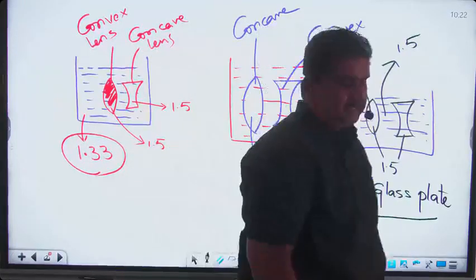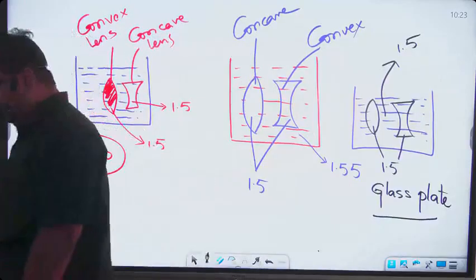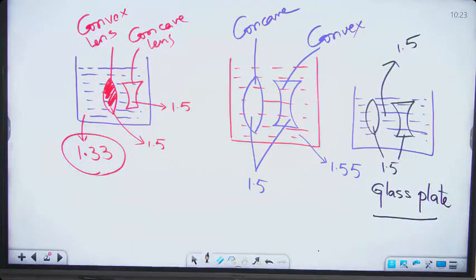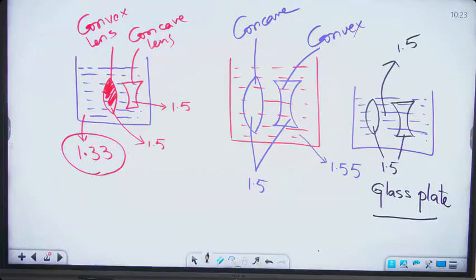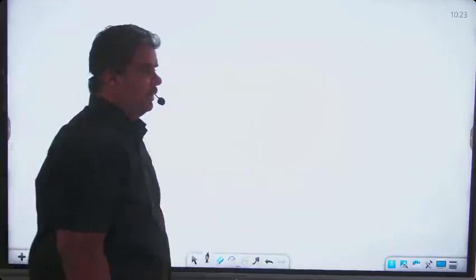When the lenses are placed in a liquid of equal refractive index, then both the convex and concave will behave as a plain glass plate.